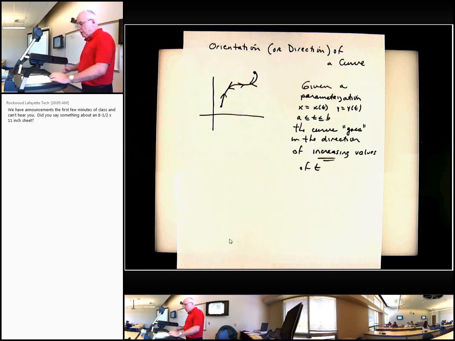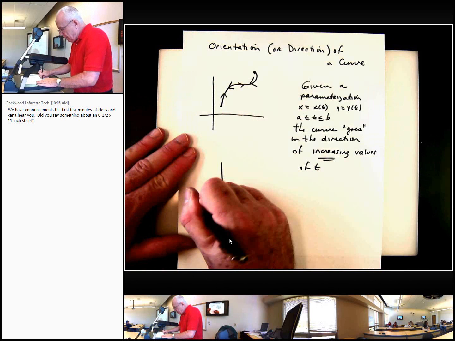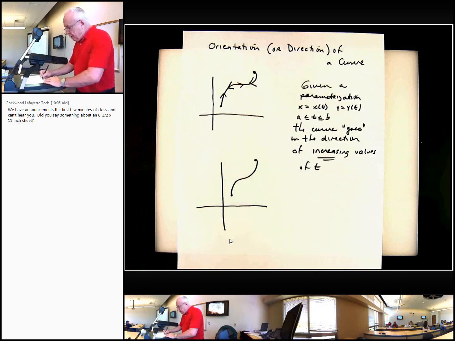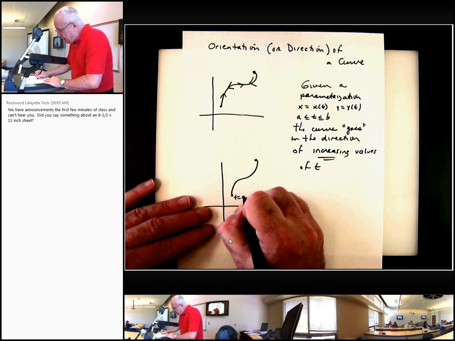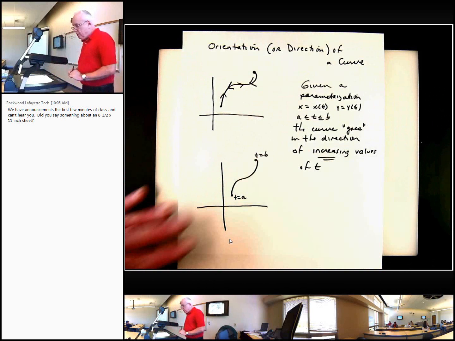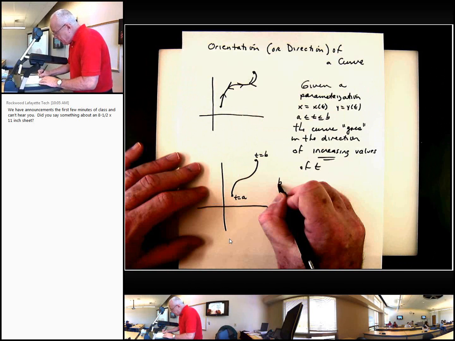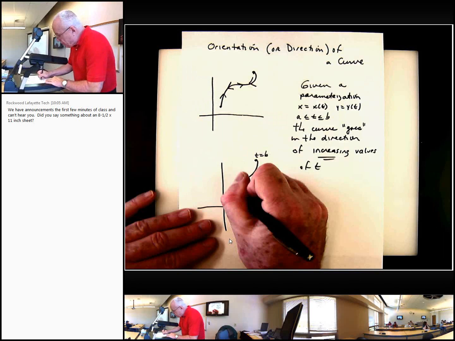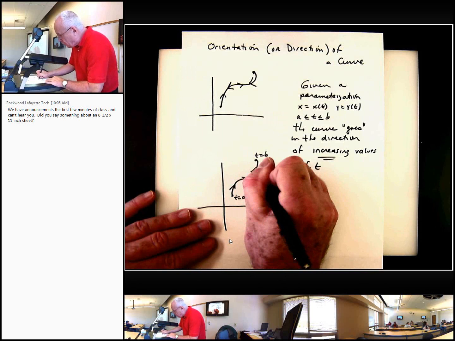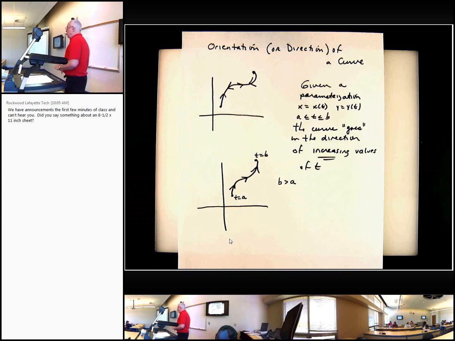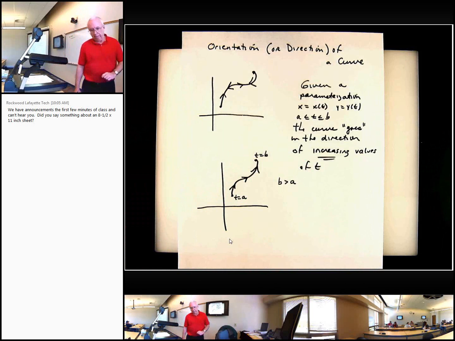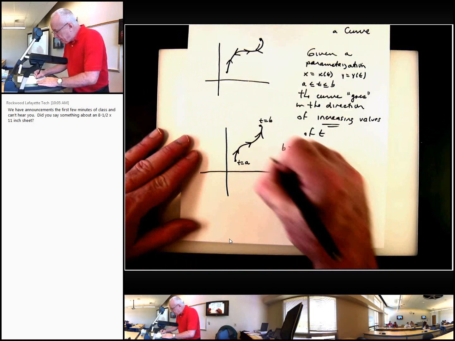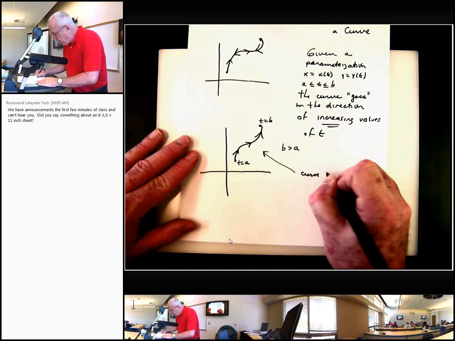All right? So if we have here and here is our curve, here is t equal to a, t equal to b, and we're assuming that b is the bigger number, then we're going to assume that we are traversing this curve like this, in that direction. And let's call this curve C.